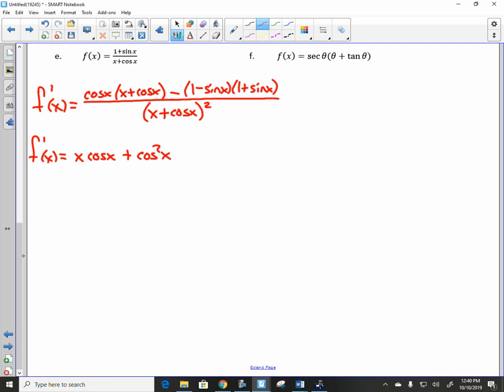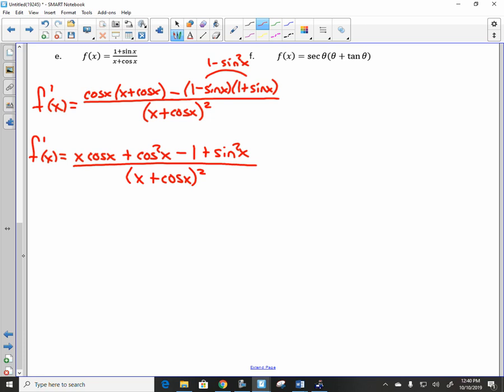Does anybody know what you're going to get when you take 1 minus sine of x times 1 plus sine of x? Everybody see you get 1 minus sine squared? So I'm going to subtract that. So it's going to be a minus 1 and then what? Plus sine squared of x, all over x plus cosine of x quantity squared.